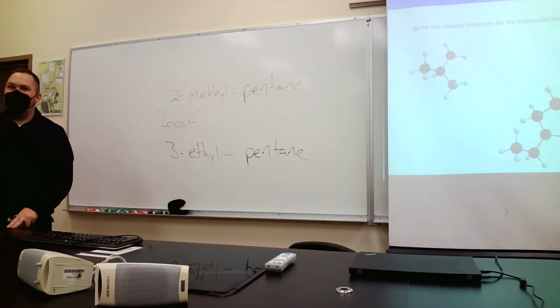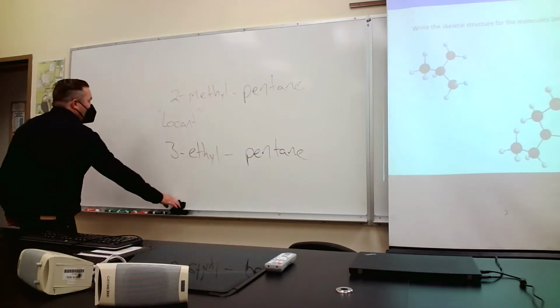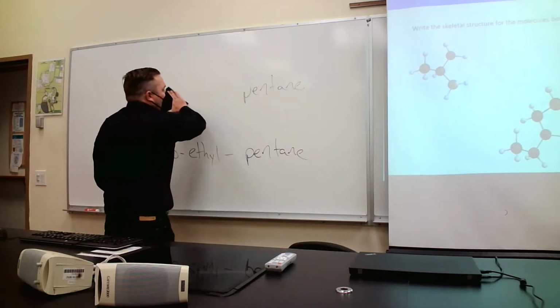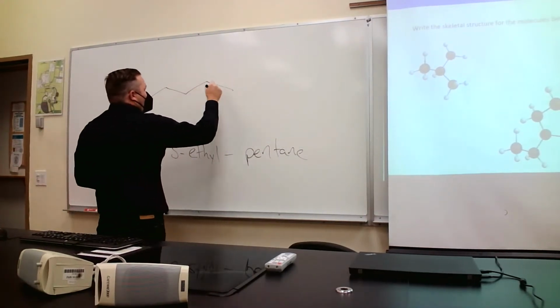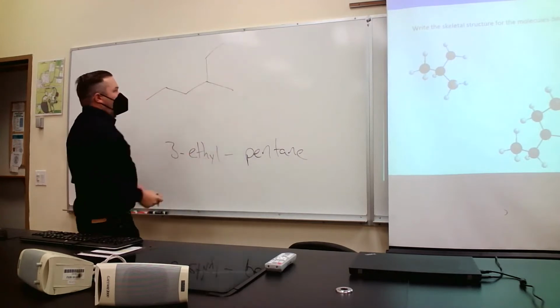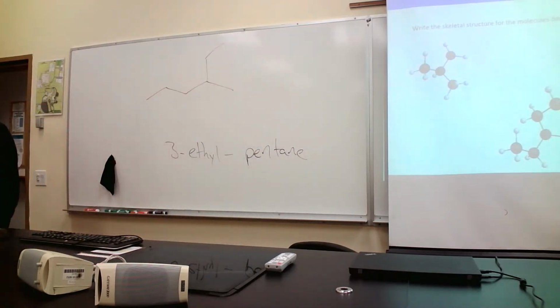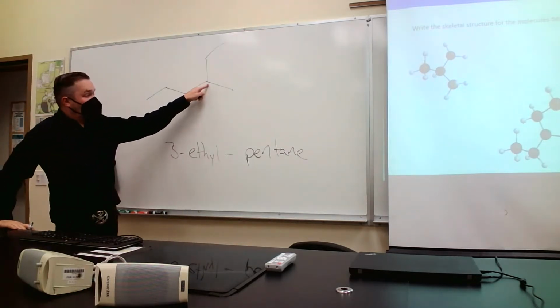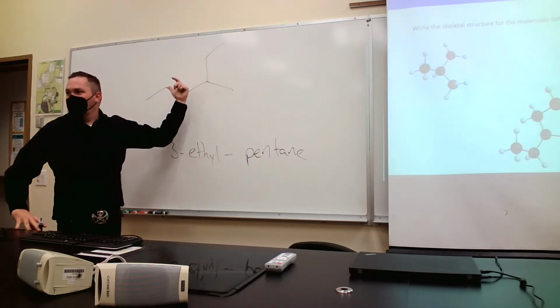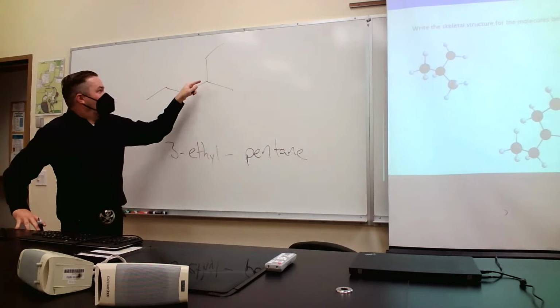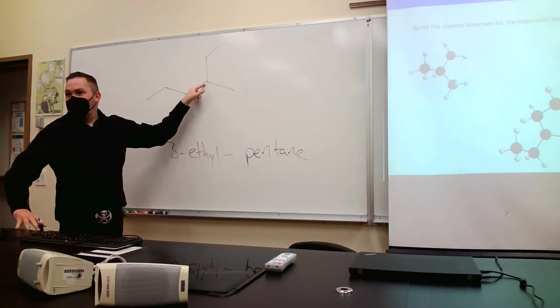What would 2-ethylpentane look like? So pentane, 1, 2, 3, 4, 5. Add an ethyl group on carbon 2. That's not pentane anymore, right? So by adding an ethyl group on carbon 2, we actually just made our carbon chain longer. So really this is 3-methylhexane.